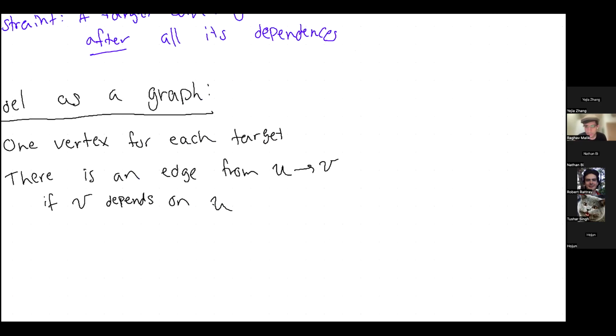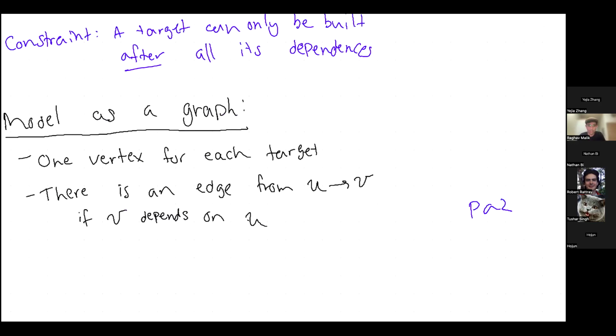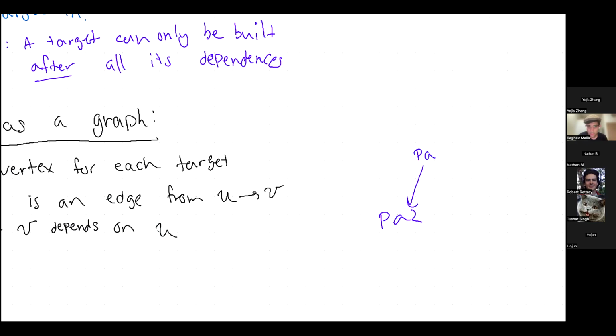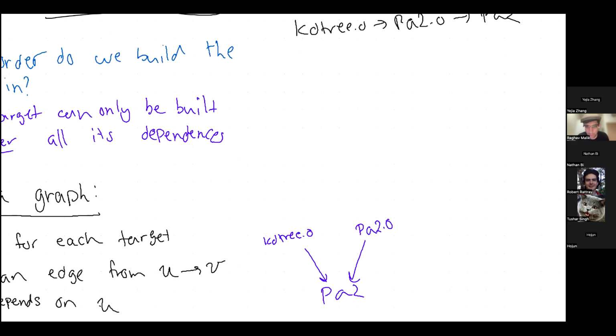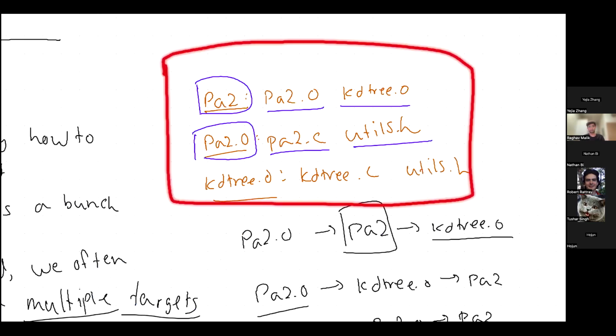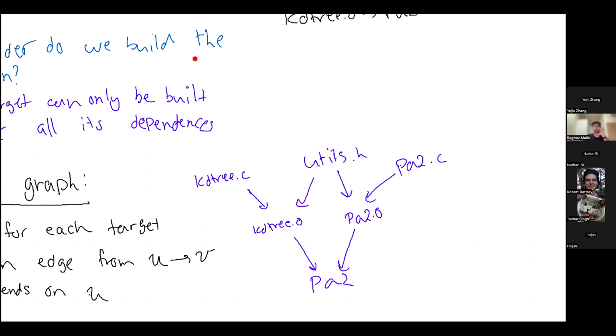So the graph that corresponds to our makefile here is, I'll draw maybe the executable at the bottom. There's an incoming edge for each of its dependencies. So there's an incoming edge that corresponds to pa2.o, an incoming edge that corresponds to kdtree.o. For pa2.o, there's an incoming edge that corresponds to the source file. For kdtree.o, there's an incoming edge that corresponds to the source file. And for both of these, there's an incoming edge that corresponds to the utility header. Right? Does this make sense to everyone? Do you see how we get this graph from this makefile? Or I guess, are there any questions so far?